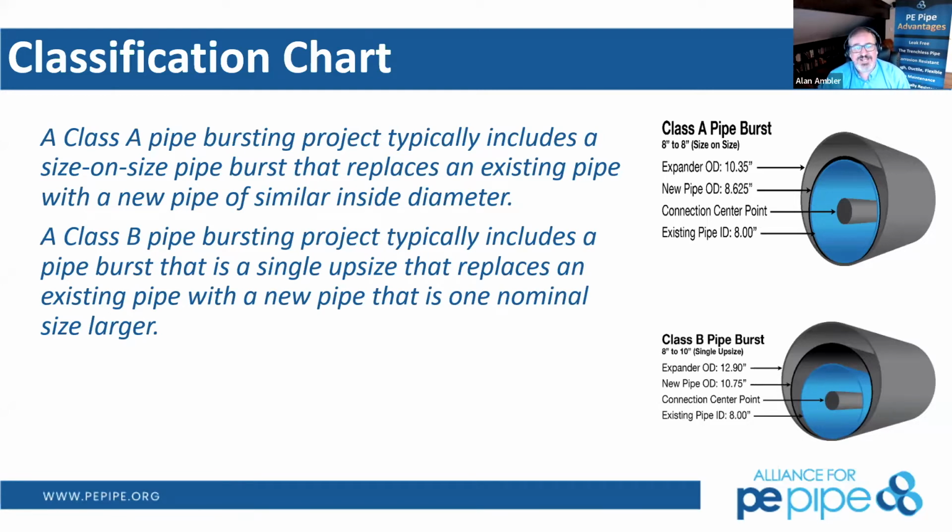So some contractors and owners that have TV'd beforehand and recognize that they have sags also include a point repair within the contract, so that if the sag was not corrected after the pipe bursting operation, they can go through and correct it at that time. So typically pipe bursting will not correct a sag, but it may very well smooth that out just from the curvature of the pipe itself.